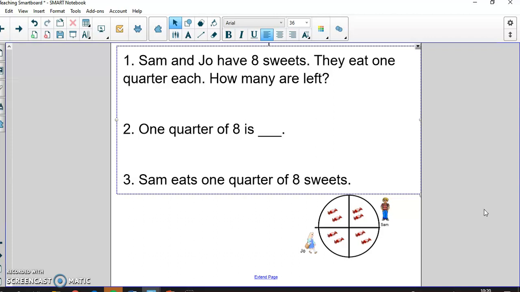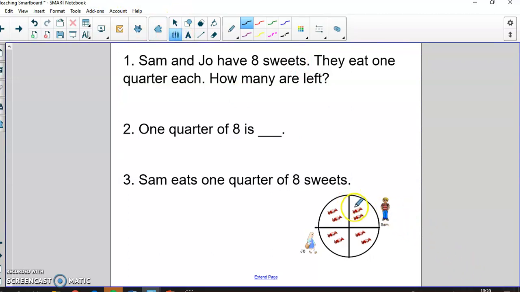We could ask two different problems here. We could say, how many did he eat? So if he eats 1/4 of the sweets, think, how many would he eat? You'd be right if you said 2. We could also think, Sam eats 1/4 of the sweets, how many left? So if he ate 2 of them, we'd have the rest left, 2, 4, 6.